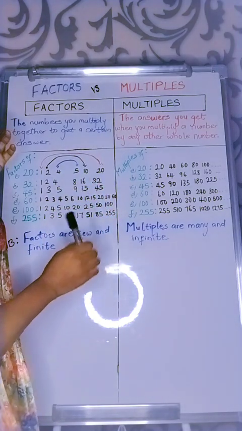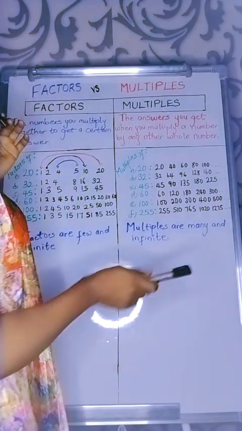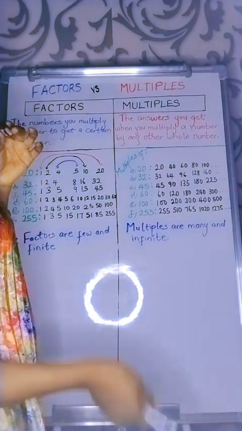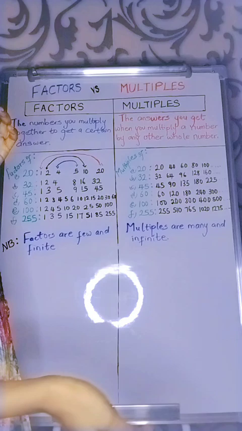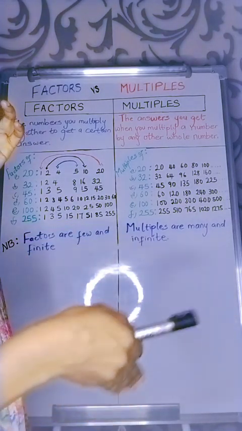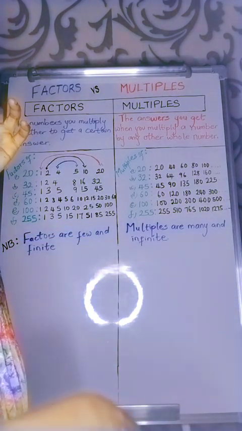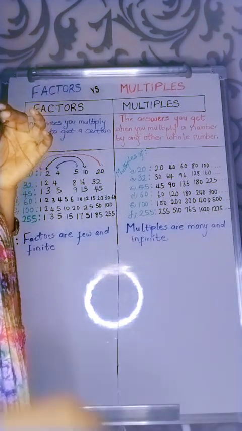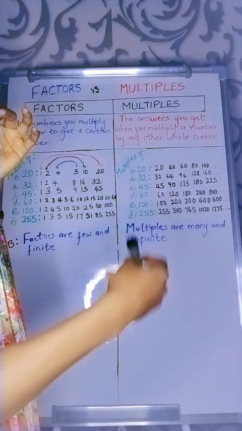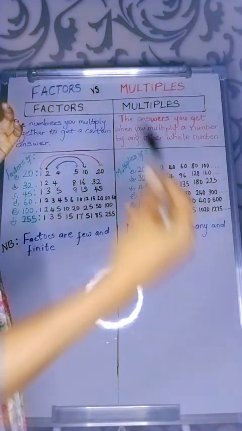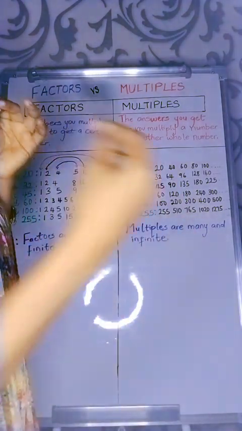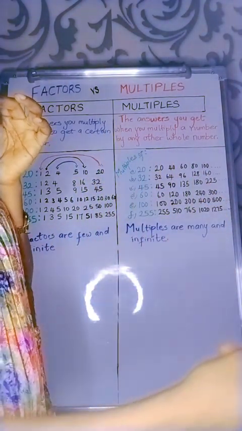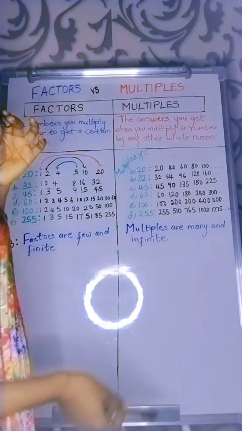Multiples are the answers you get when you multiply a number by another whole number. Example: when you have 15, adding another 15 to it, what do you have? 30. Adding another 15, 45. Adding another 15, 60. When you continue like that, 15, 30, 45, 60, 75, 90, all of them are what we call multiples.